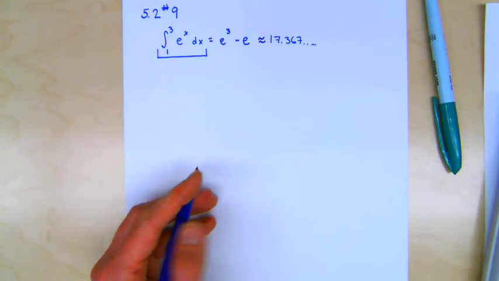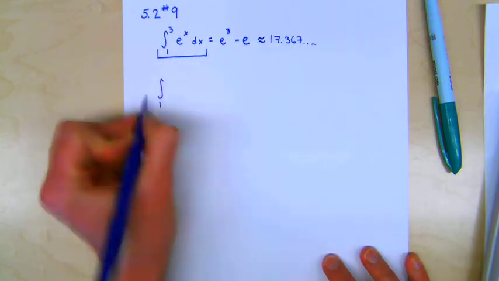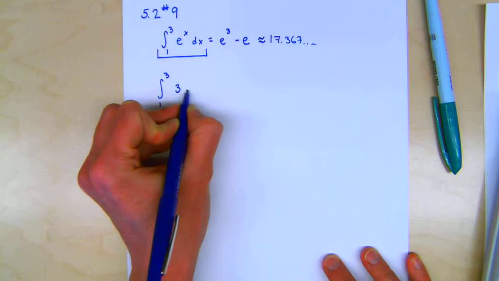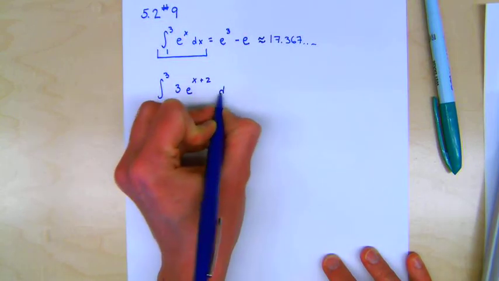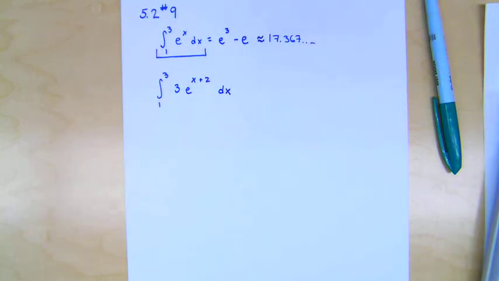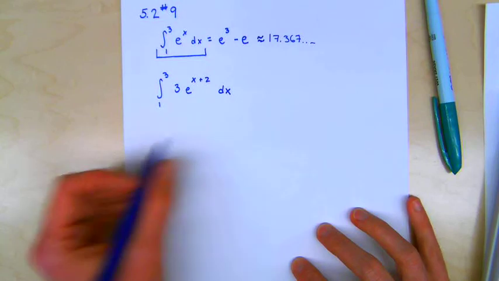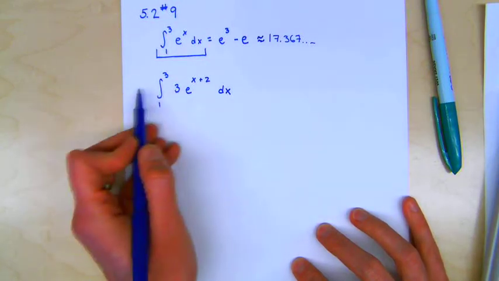That's just the setup. And then what do I want us to do? We're going to integrate from 1 to 3 of the function 3 times e to the x plus 2 dx. And all we have to use are properties of integrals. So what do we want to do first? First thing I'm going to do is pull the constant out front.